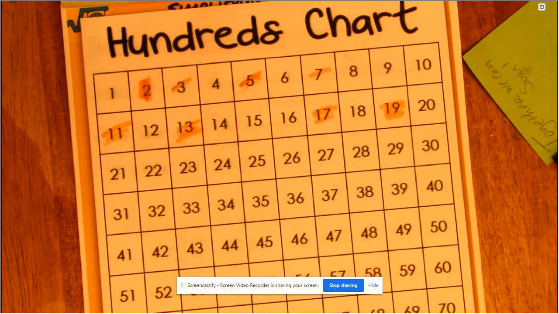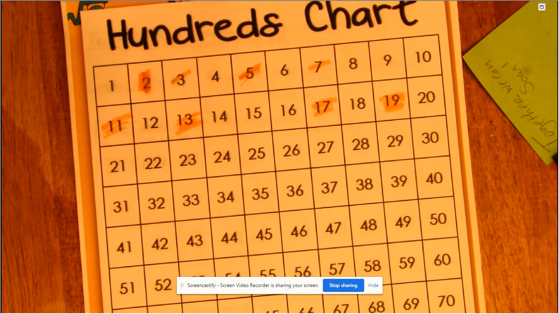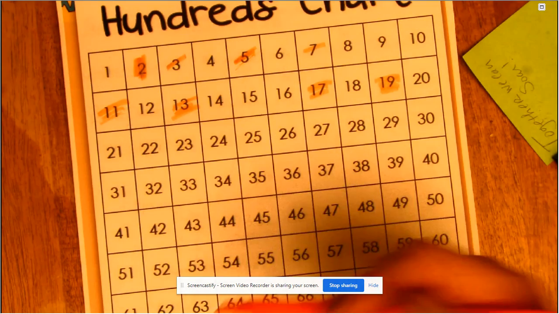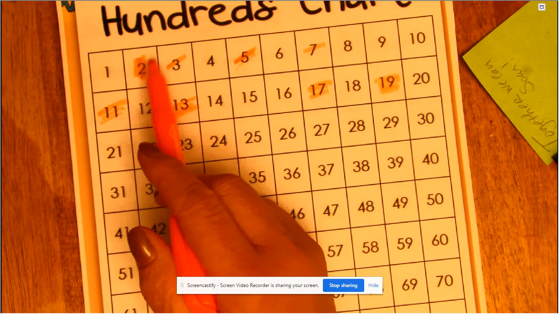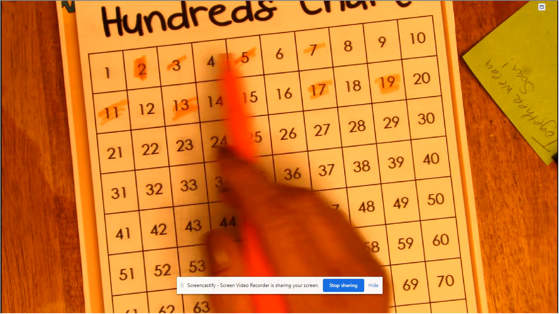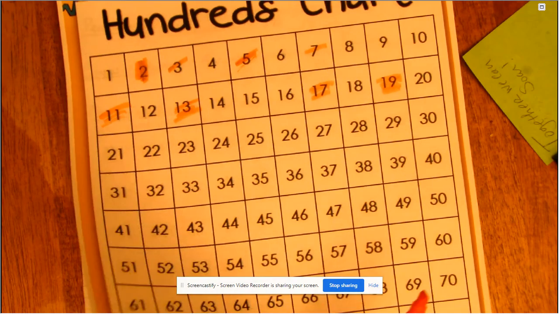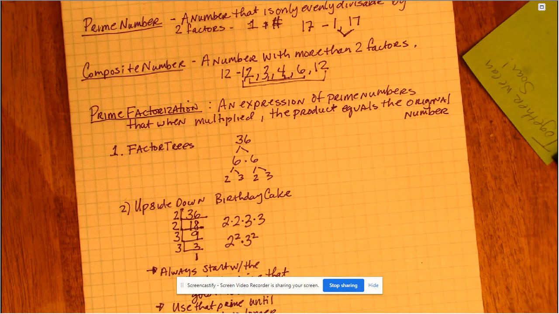divisible by 3. So you're going to want to go through and highlight just the prime numbers, because when we go to do birthday cake, we're going to want to start with the smallest prime that goes into it, and that's what we're going to have to think about. So some other examples of birthday cake.